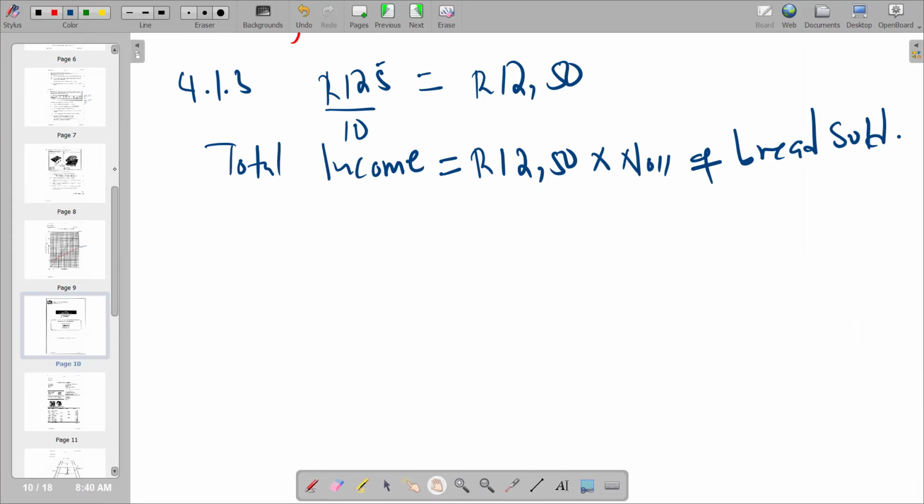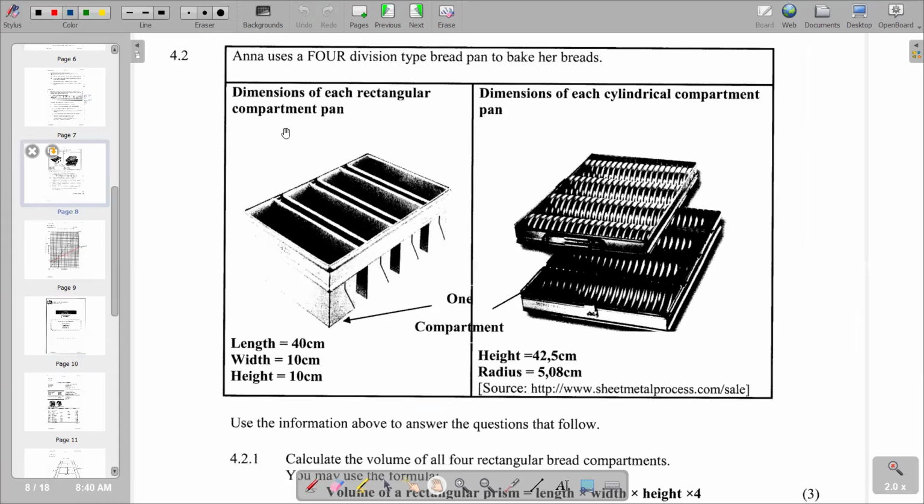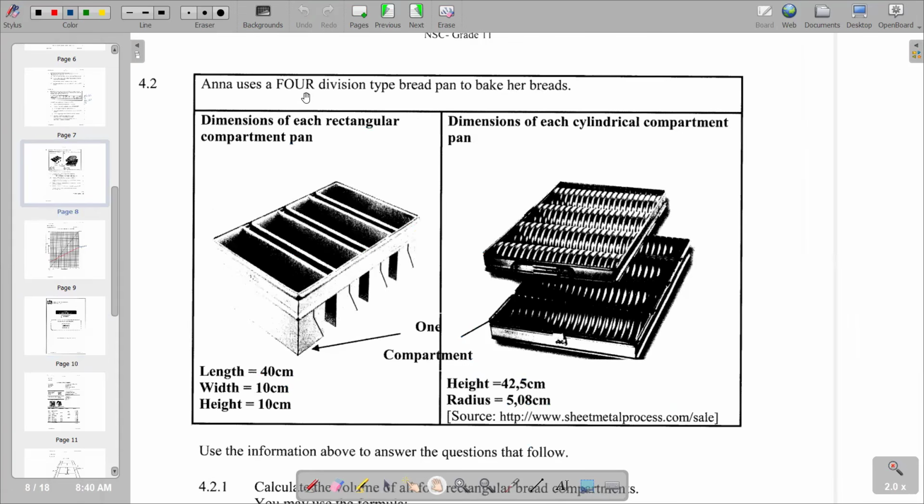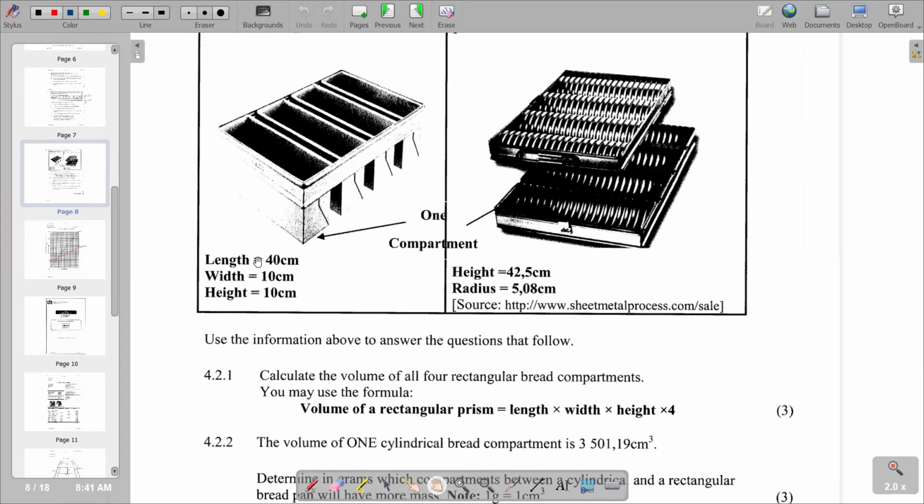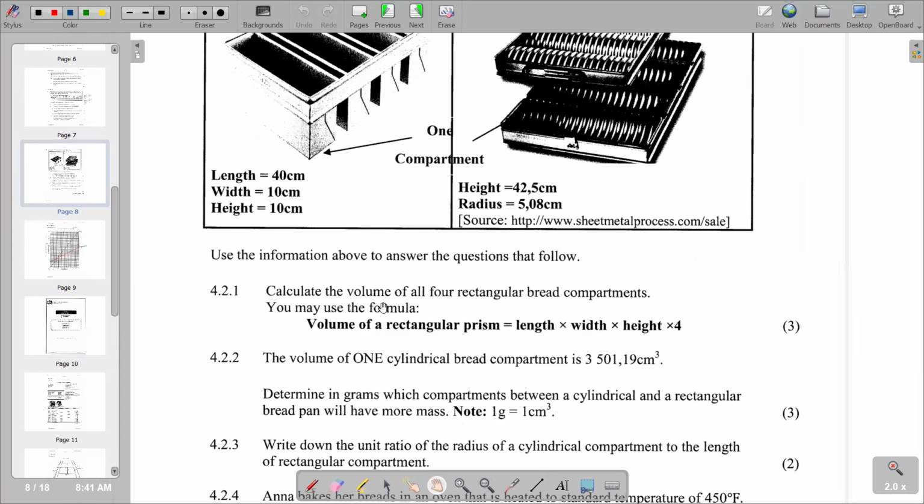We go to the next part now, which is going to be 4.2. Anna uses a 4-division type braid pan to make a braid. They were given dimensions of each rectangular compartment pan and then dimensions of each cylindrical compartment pan. So given the two, we are also given in terms of length, width, height. The same applies on the other side. We've got the height and radius. So the first question is saying calculate the volume of all 4 rectangular braid compartments.